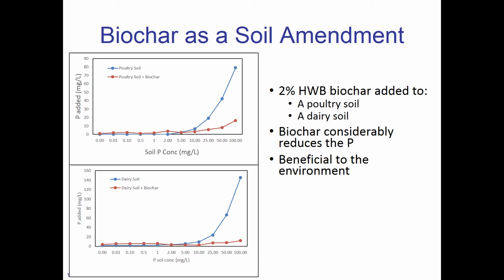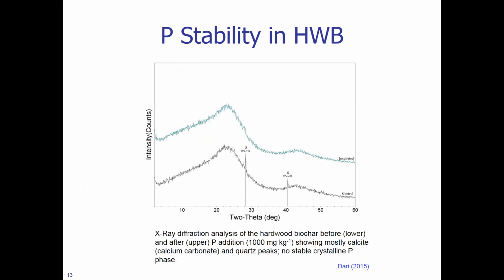And it is true, there are two examples here. One was the poultry litter soil, and the other is a dairy soil. But it doesn't matter. Biochar considerably reduces the P, and therefore it is a benefit to the environment. Now, that is exactly what we see. The question then remains, how stable is this biochar?